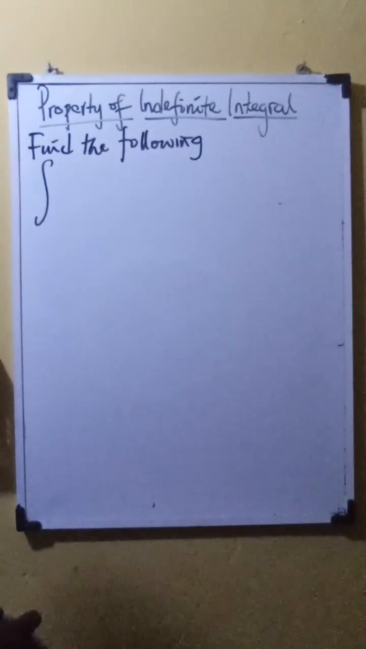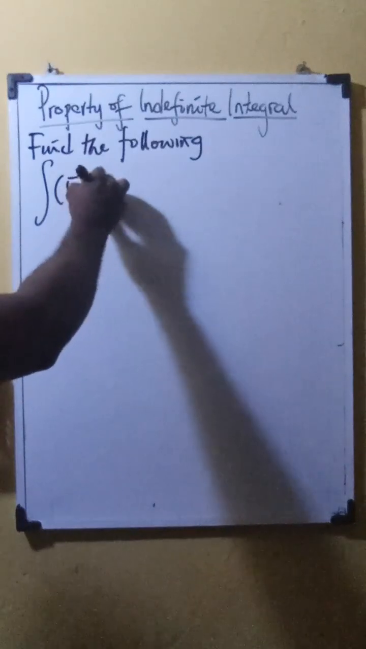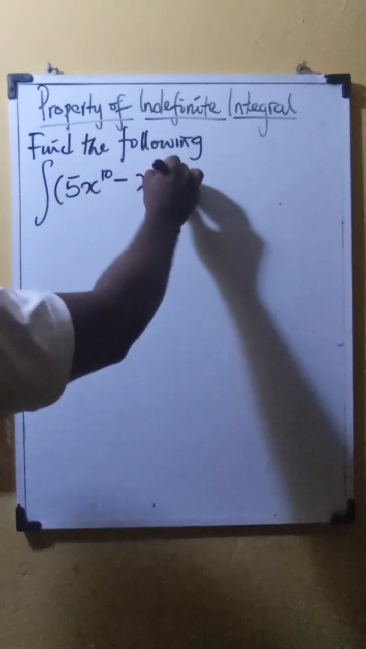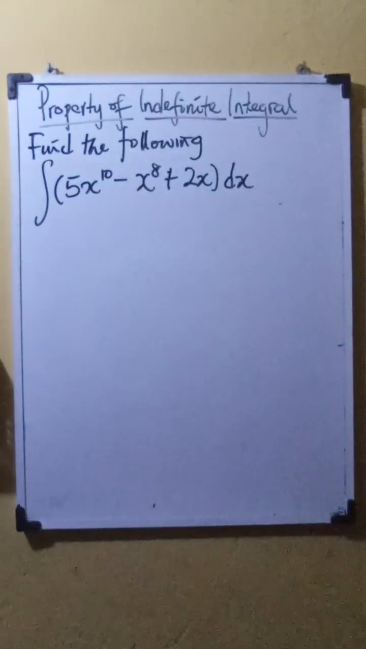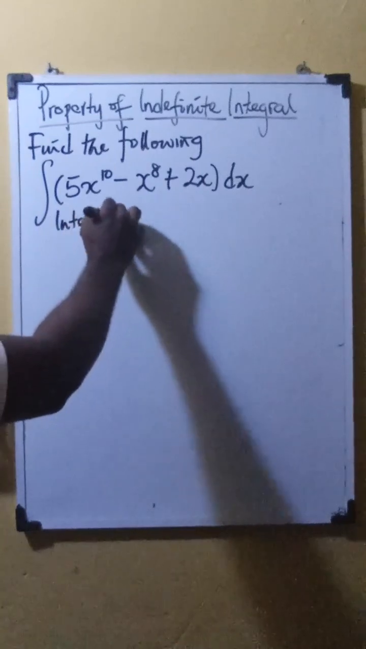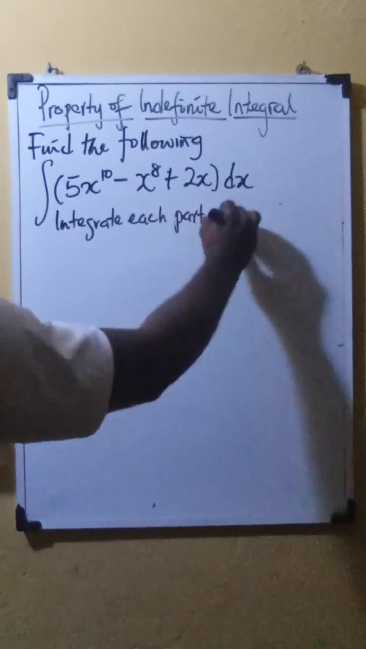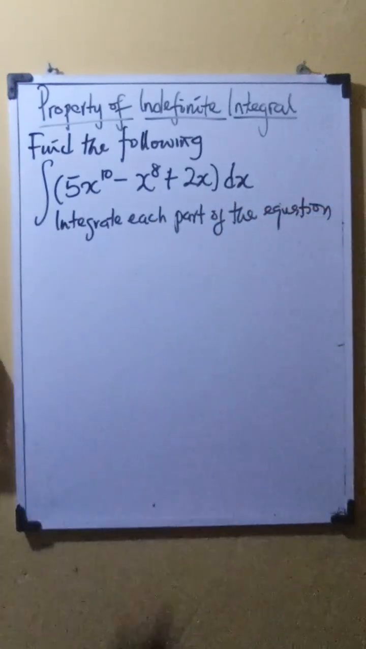So what you are expected to do in this case, you say the integral, this sign that looks like an S, integral of, in bracket, 5x raised to the power of 10 minus x raised to the power of 8 plus 2x dx. So what you are going to do in this case is integrate each part of the equation.